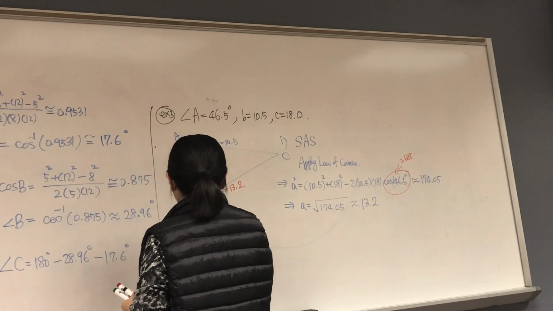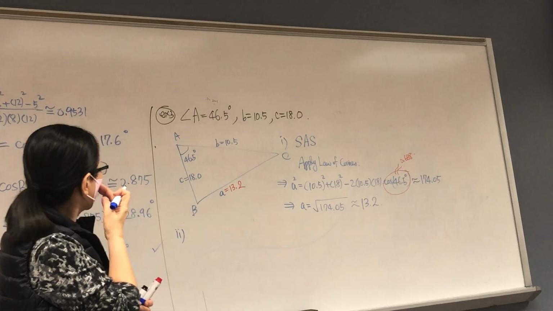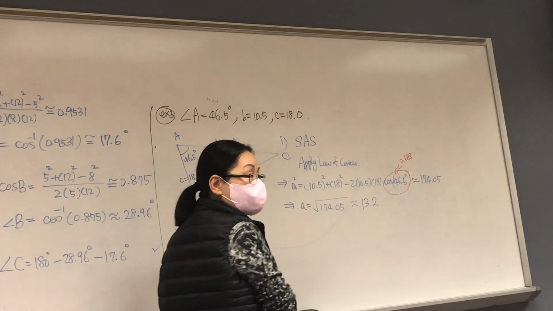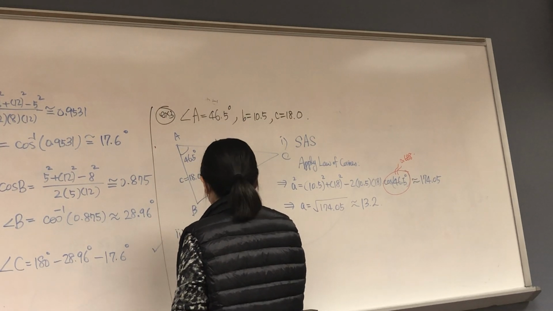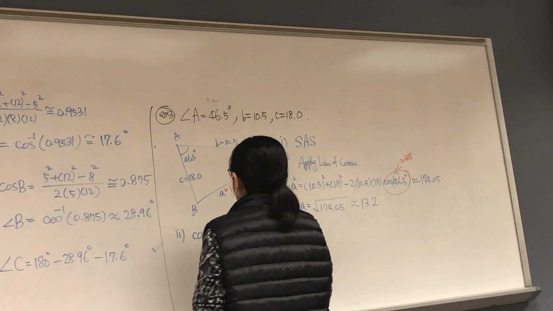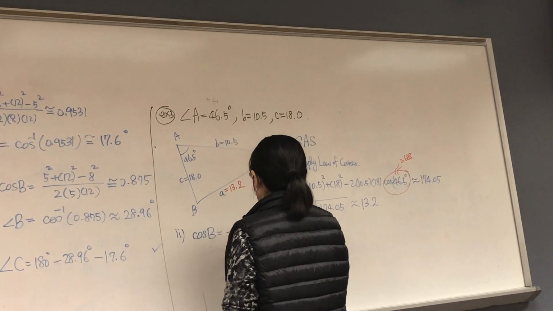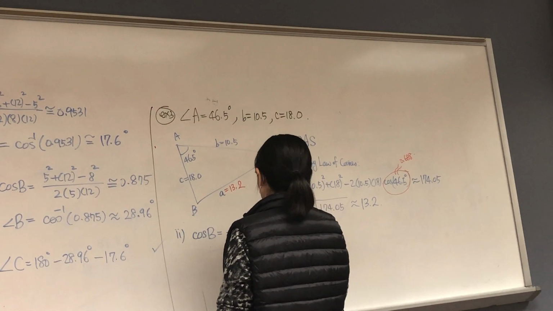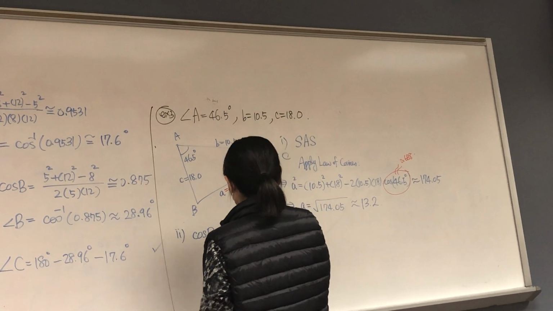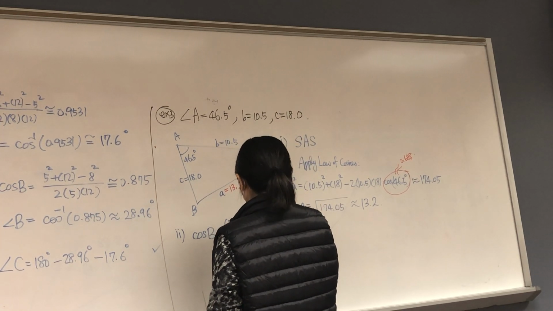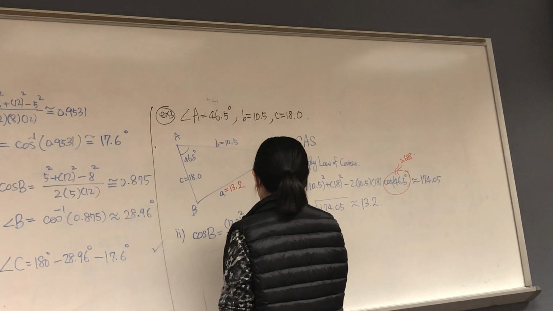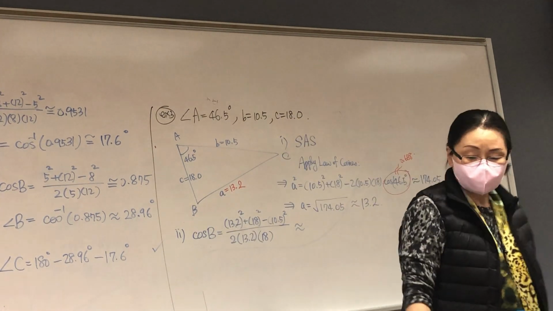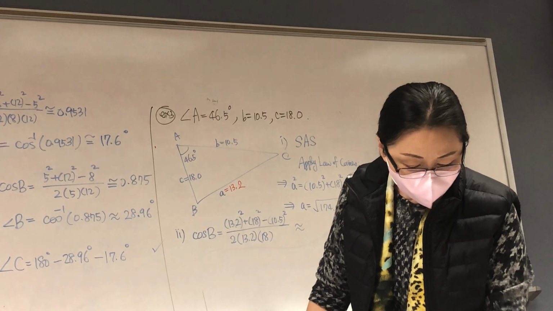Next, what do you need? Because we have to solve cosine B. So it means you want to figure out the angle B, right? Yes, good. Cosine B is equal to AB, 13.2 squared plus 18.0 squared, and so on. Am I right? Yeah, you're right. So what is it? 0.8165.